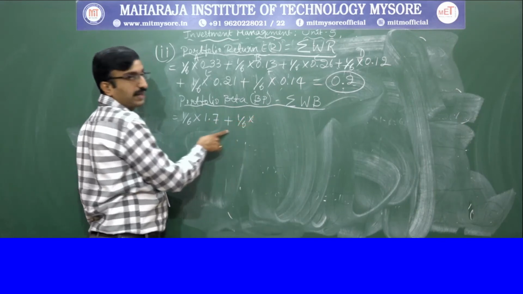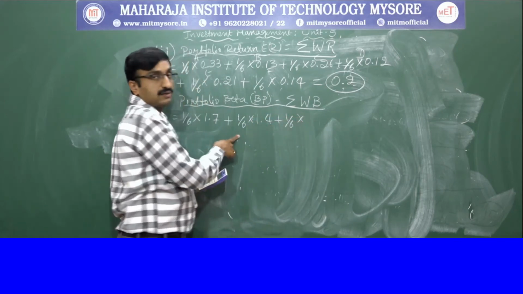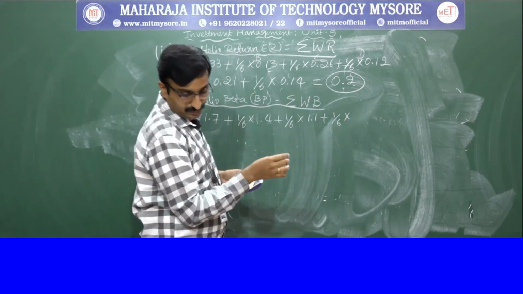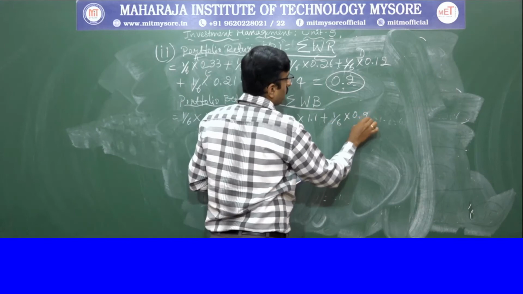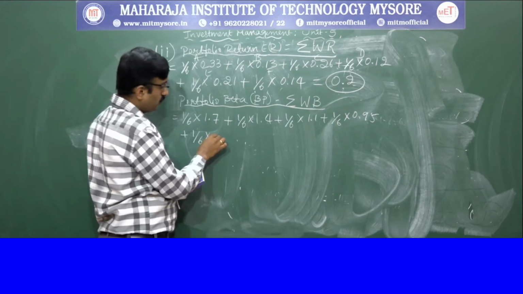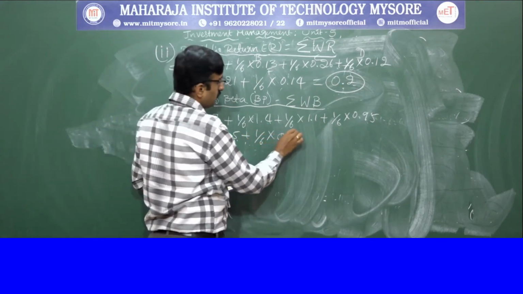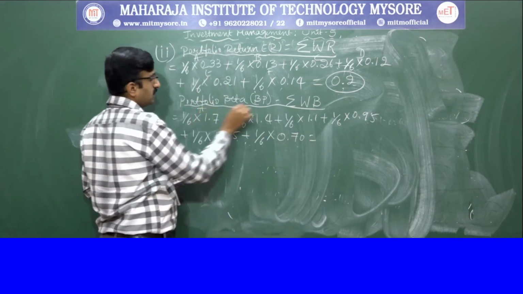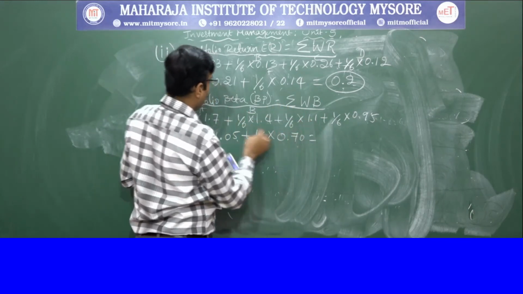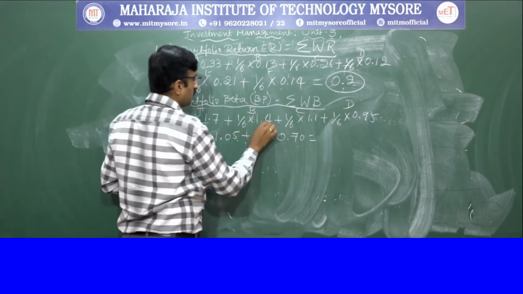Next, 1 by 6 into beta of the second, which is 1.4, plus 1 by 6 into beta of C, which is 1.1, plus 1 by 6 into beta of D, which is 0.95, plus 1 by 6 into beta of E, which is 1.05, plus 1 by 6 into beta of the last one, 0.70. This is A, B, C, D, E, F.